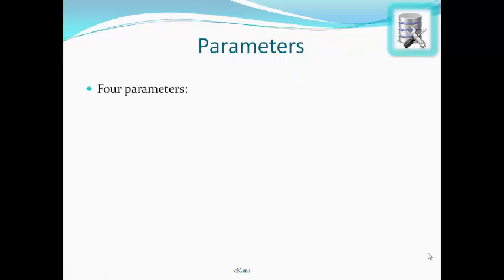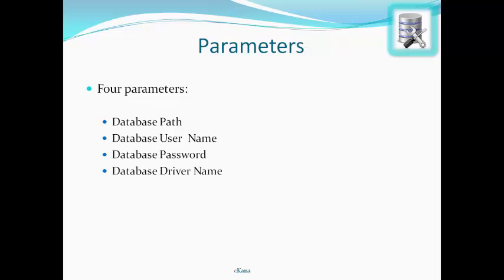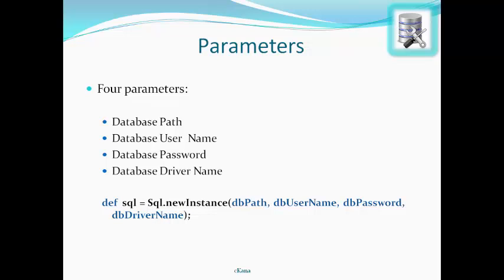What are the parameters for the database connection? There are 4 parameters which are required for any database connection, namely the database path, the username, the password, and the database driver name. This is an example of how to use the 4 parameters in a database connection string.